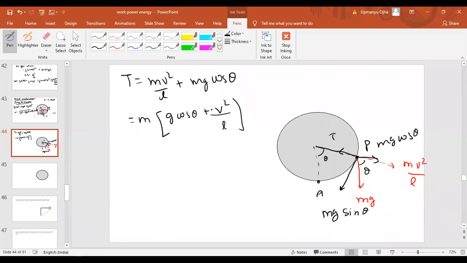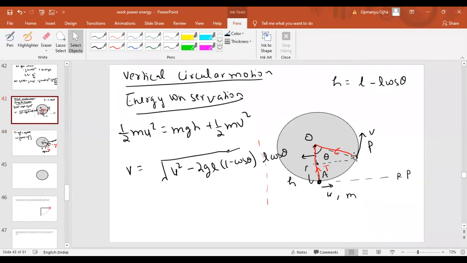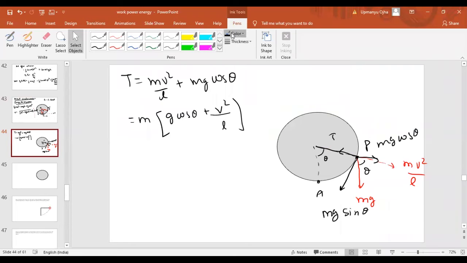Now what is v here? V is the velocity of the body at point P. And what is the value of that velocity? That is square root of u square minus 2gL times 1 minus cos theta. So if we substitute the value of v square from this equation which we have discussed, we get the value of tension. So tension would become m by L, u square minus gL times 2 minus 3 cos theta. So tension at any point will be equal to m by L, u square minus gL times 2 minus 3 cos theta.